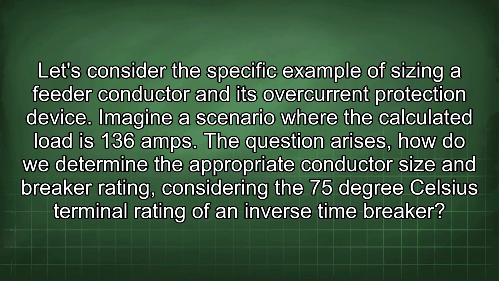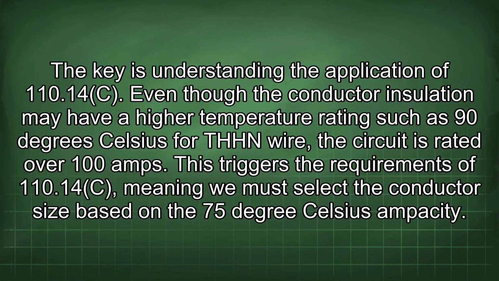Let's consider the specific example of sizing a feeder conductor and its overcurrent protection device. Imagine a scenario where the calculated load is 136 amps. The question arises, how do we determine the appropriate conductor size and breaker rating considering the 75°C terminal rating of an inverse time breaker? The key is understanding the application of 110.14(C). Even though the conductor insulation may have a higher temperature rating such as 90°C with THHN wire, the circuit is rated over 100 amps.